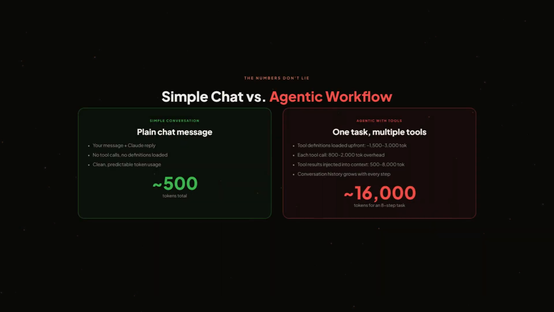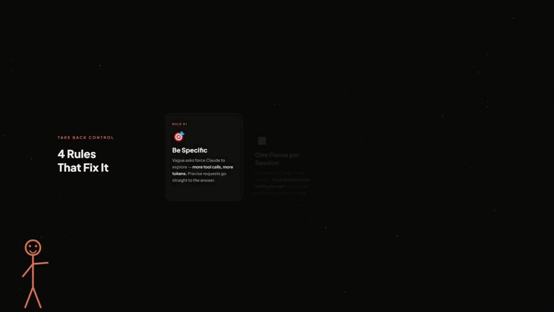Let us put the numbers side by side. A plain chat message, around 500 tokens. Your question, Claude's answer, nothing else loaded. An agentic workflow doing the same task, 16,000 tokens. Tool definitions loaded upfront. Each call adding 800 to 2,000 tokens of overhead. Results injected into context. History accumulating with every step. Same question. Same output quality. 32 times the cost. 4 rules that fix it.